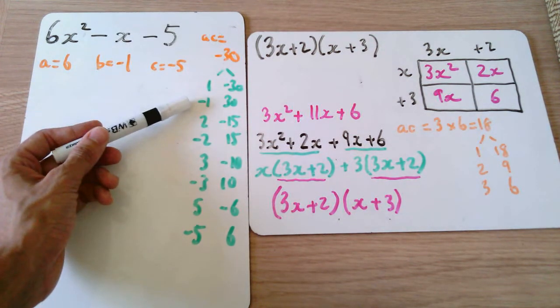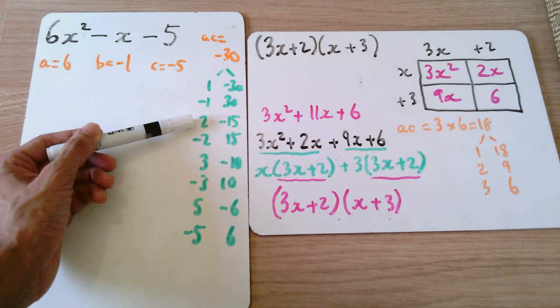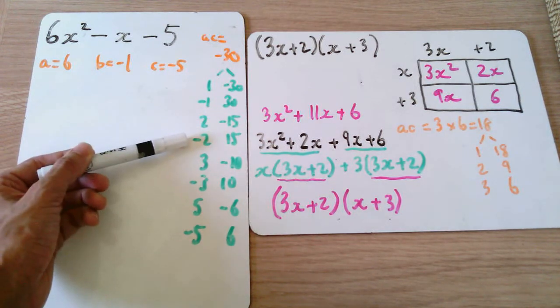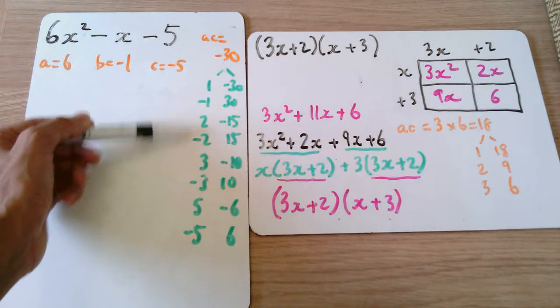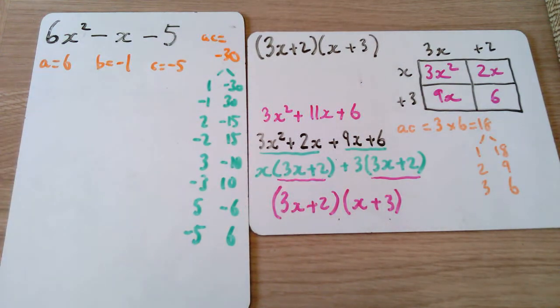Minus 1 and 30 gives us 29. 2 and minus 15 is minus 13. Minus 2 and 15 is 13. You'll notice these pairs are always the same value when you add them. Just one is a negative version of the other.